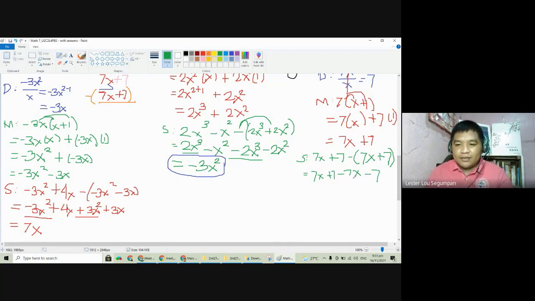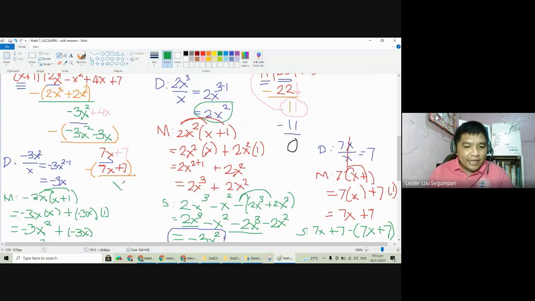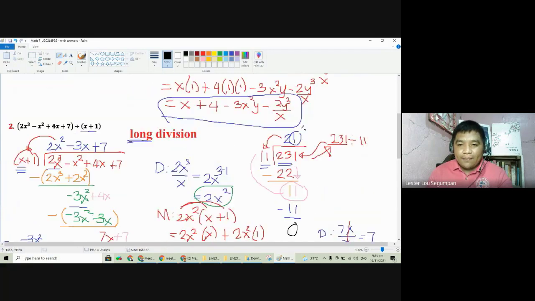So 7x minus 7x is 0. 7 minus 7 is also 0. 0 plus 0 is 0. Here comes the final answer. Here, do not place x, as I have mentioned earlier. Let us avoid doing that here for grade 7. Let us place simply 0. So if this is 0, we are done since there are no other terms that could be brought down. Whatever is at the top here, this is the result earlier.